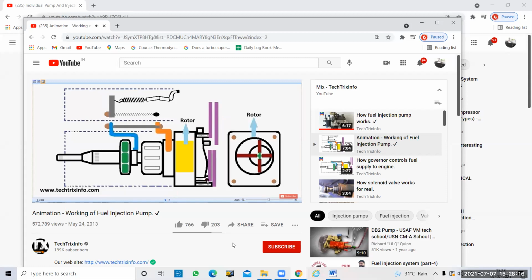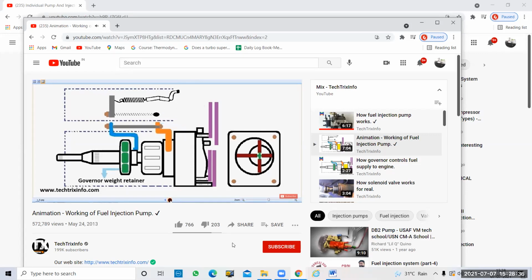You can see this is a side view showing the rotor, and this is internally how it comes inside the head. Okay, and that's the metering valve. The metering valve is actually connected internally through a gallery towards the rotor. The movement of this metering valve adjusts or controls the fuel supply.